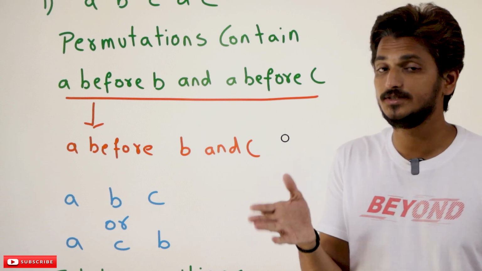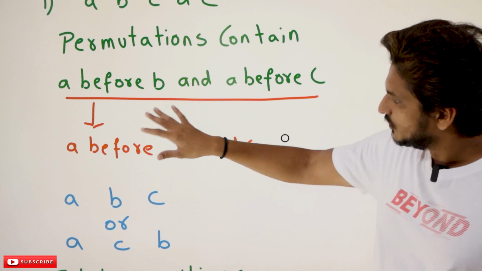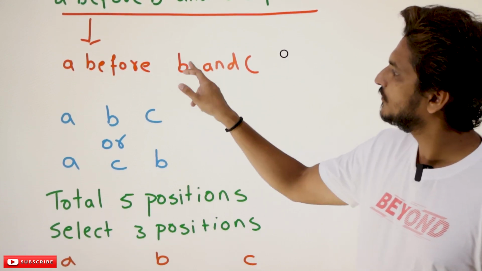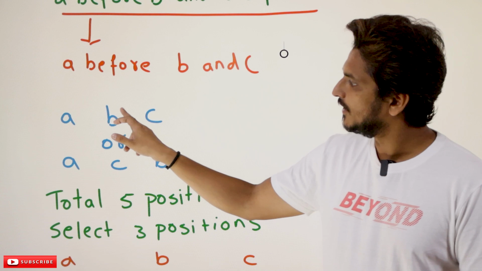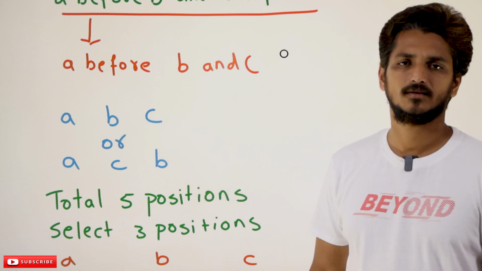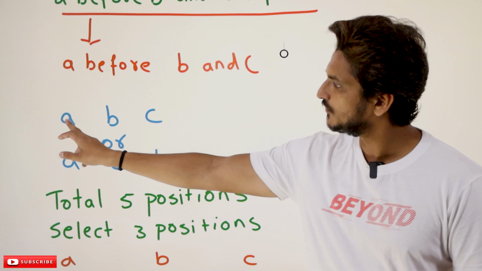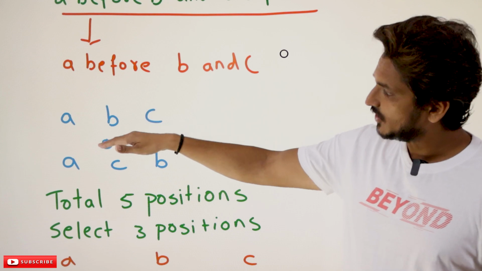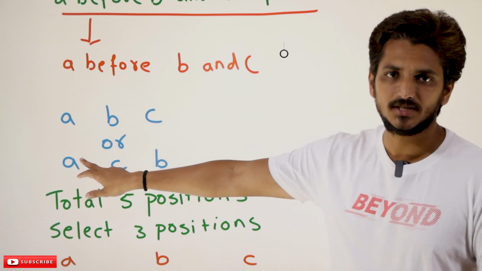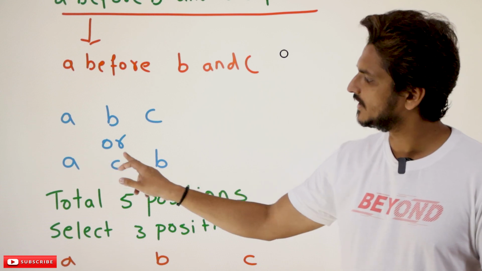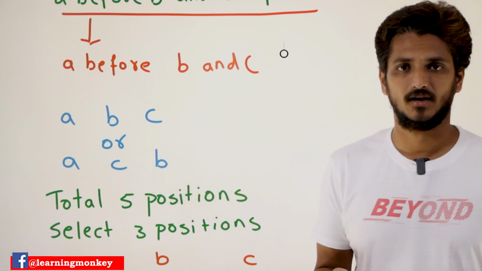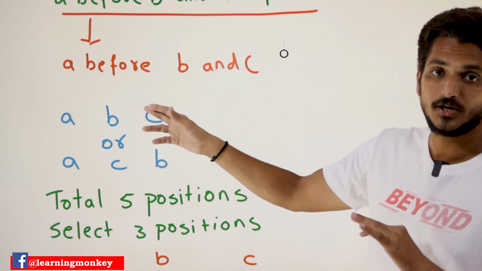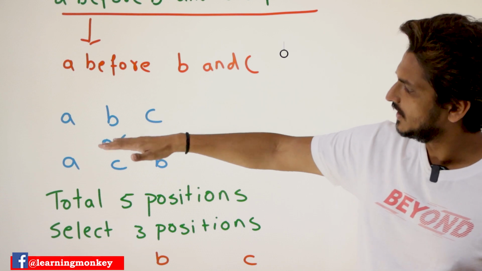A should be before B and C, so this question can be converted to another form. A should be before B and C means A, B, C. This is one order. Yes, A is before B and C. This is one way we can solve. And the second option we have: A should be before B and C means A, C, B. This is another option. So we need to find both situations. So the question is converted into either this option or the second option.